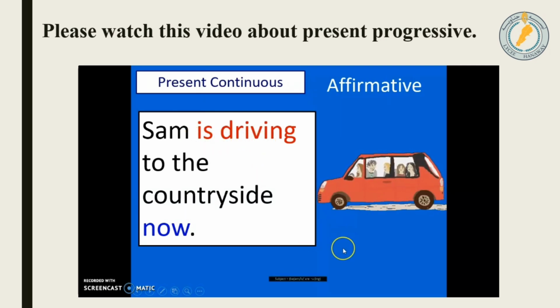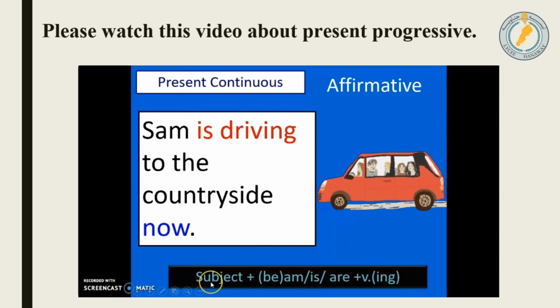So let's see the affirmative form. We have to put the subject at the beginning. As you can see in the example, we have Sam plus one of the forms of verb be. Here we used is because we have a singular subject. Then we put the verb and ing.